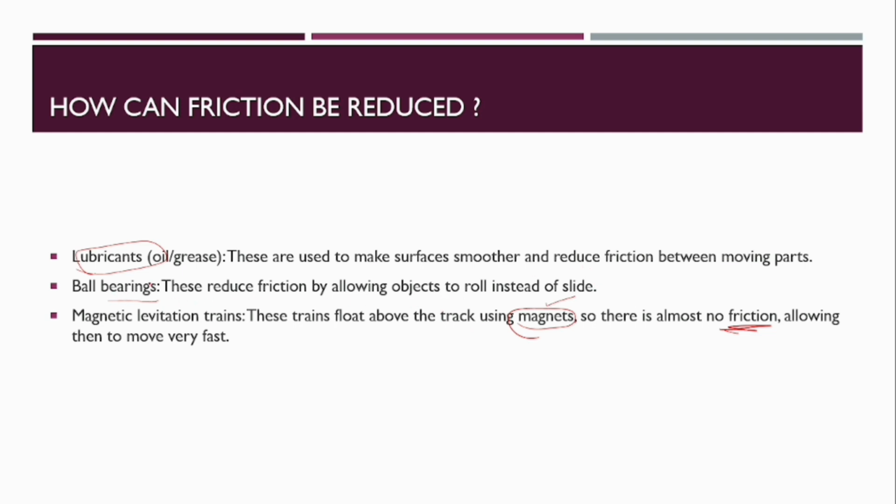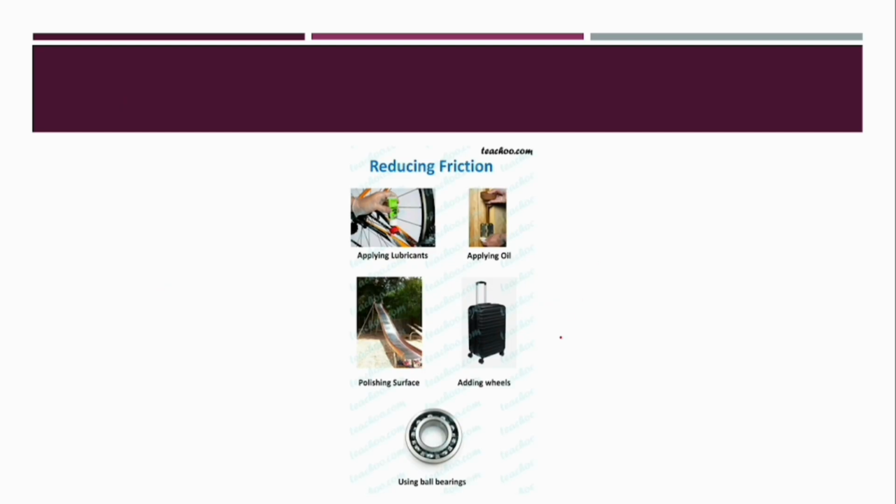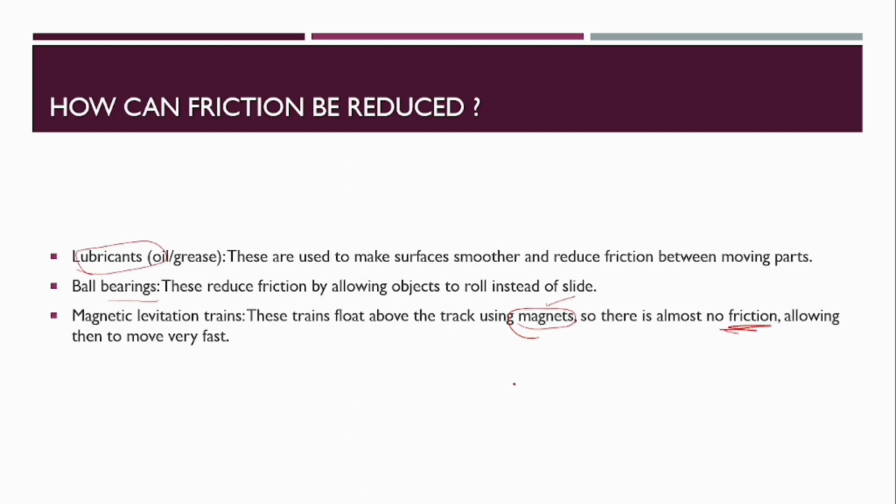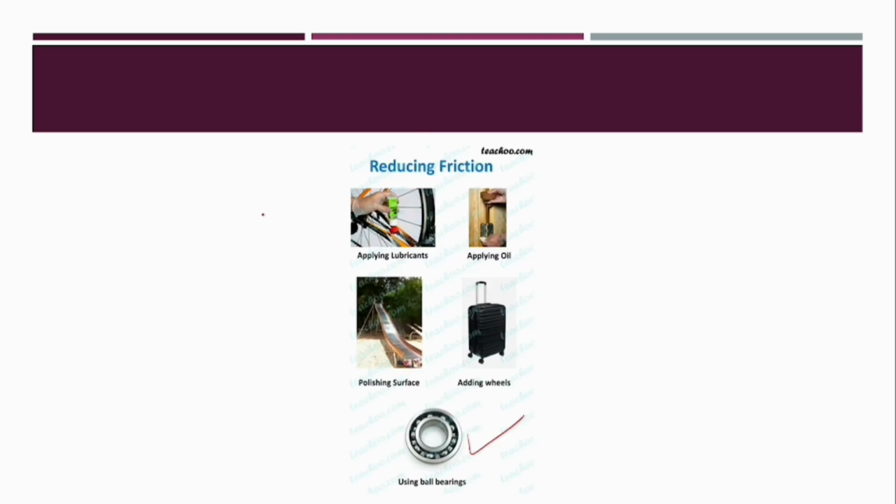These are the ball bearings which reduce friction, because they allow objects to roll instead of sliding over each other. Okay, if you want to reduce friction, you can apply lubricants, you can apply oils. To reduce the friction of the surfaces, you can polish the surfaces. Simply add wheels so there is lesser sliding friction, and you can use ball bearings so that there is lesser friction.